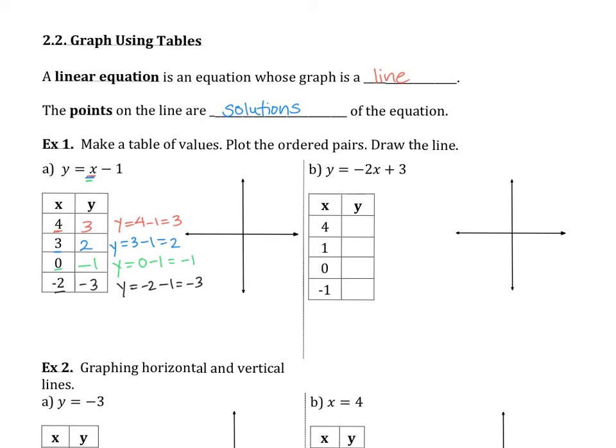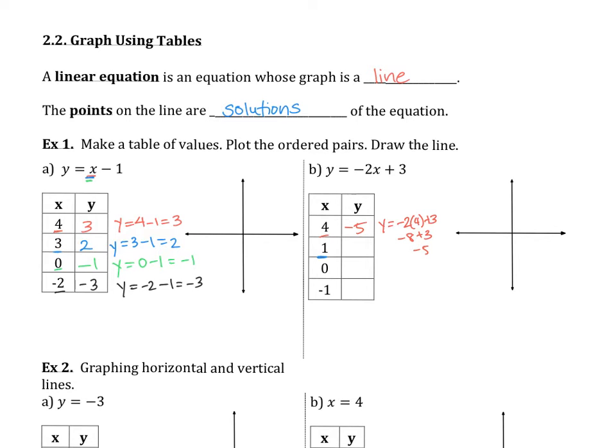For B, the equation they gave me is y equals negative 2x plus 3. Whatever x value they put here, I'm going to plug it in here. If you can do these in your head, I am actually okay with you evaluating these in your head. So y equals negative 2 times 4, that's negative 8 plus 3. I get negative 5.